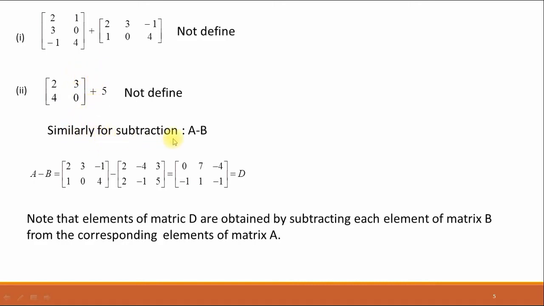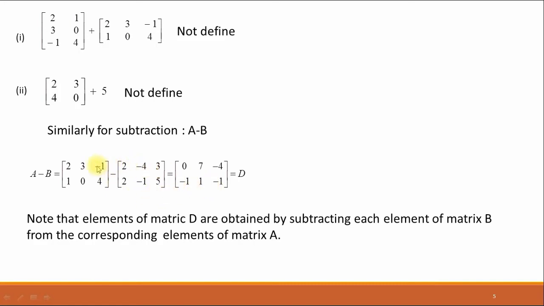Similarly, the same condition applies for the subtraction of two matrices. For example, A minus B, subtract the corresponding element of B from A, we get the result. 2 minus 2 is equal to 0. 3 minus minus 4 is equal to 7. 1 minus 3 is equal to minus 4. 1 minus 2 is equal to minus 1. 0 minus minus 1 is equal to 1. 4 minus 5 is equal to minus 1.